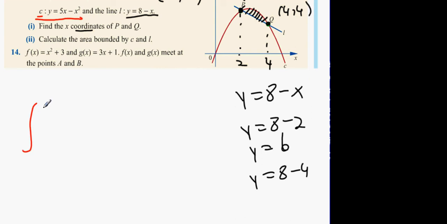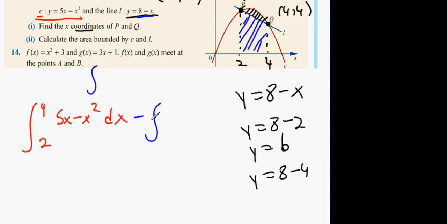So, when we get the area from 2 to 4, and we use the curve formula, the integral of 5x minus x squared dx, we're getting this red area here. Now, this red area is too large for the answer. So now we have to calculate this blue area. This blue area is the area between the x-axis and the line y equals 8 minus x. So once again, using your integration, from 2 to 4, whatever the shape is, y. Y in this case is 8 minus x, and that's a dx.